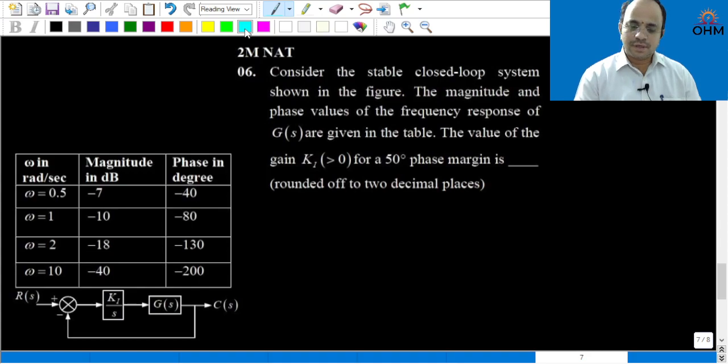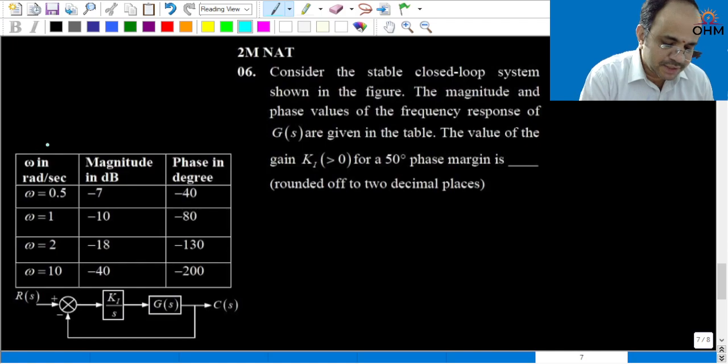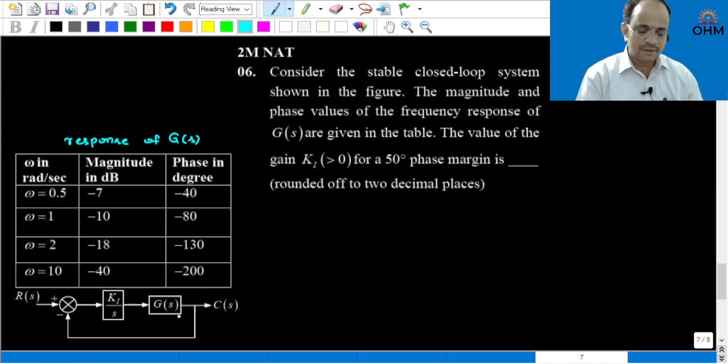Consider the stable closed loop system shown in the figure. The magnitude and phase values of the frequency response of G of S are given in the table. Now, follow carefully. This is the frequency response of G of S, not the complete forward transfer function. What is the value of gain Ki for a phase margin of 50 degree?